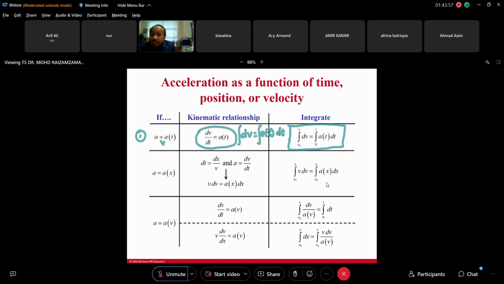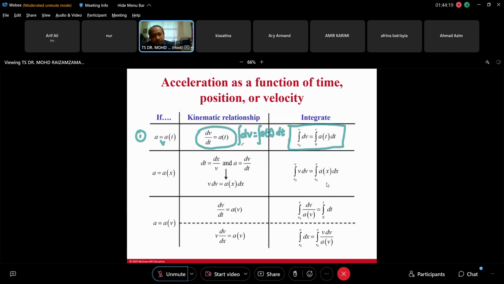Yes, because of what, class? Because t and t. Remember, if this is A as a function of x and this is dt, you cannot integrate. T and t, yes. X and x, yes. V and v, yes. You can integrate. If you have x here and this is dt, class, you cannot integrate. Please remember that.